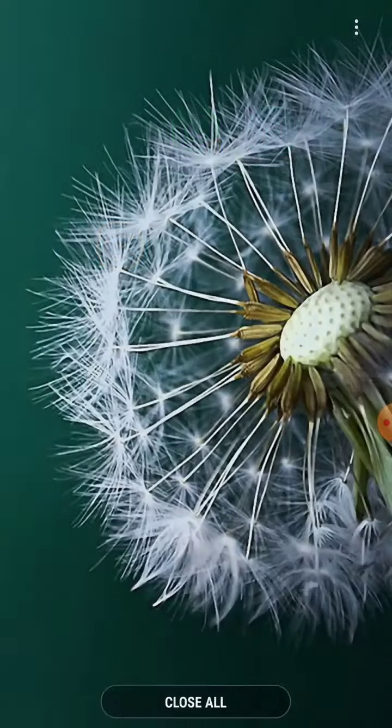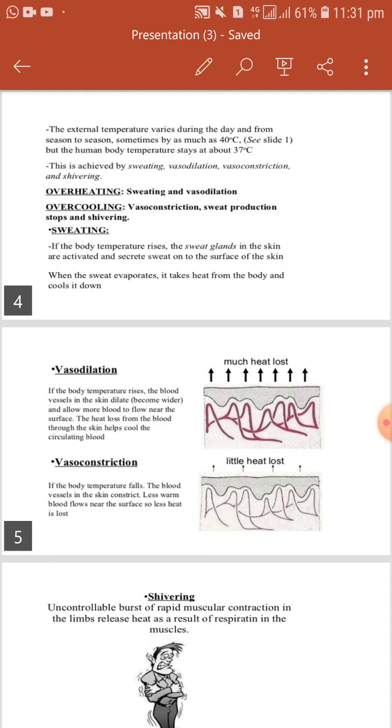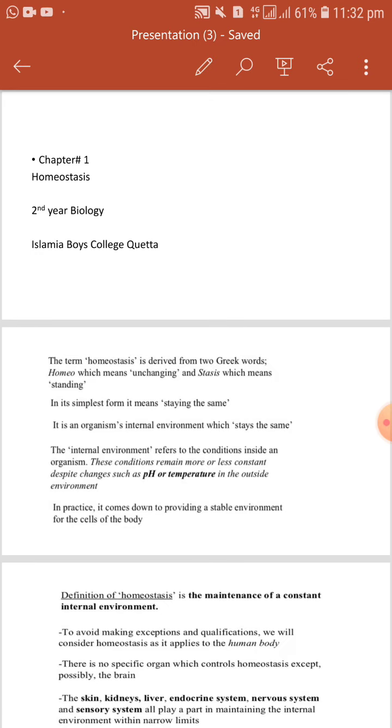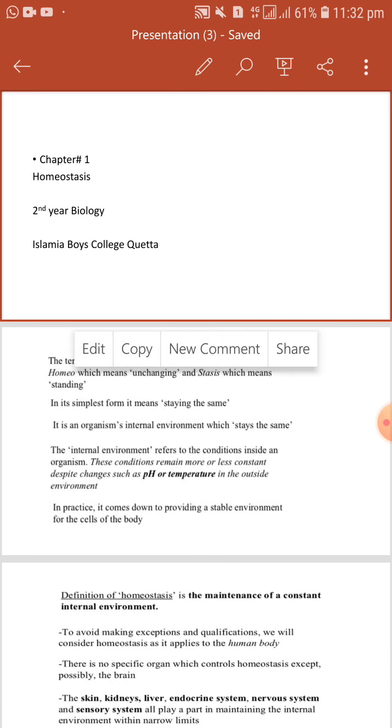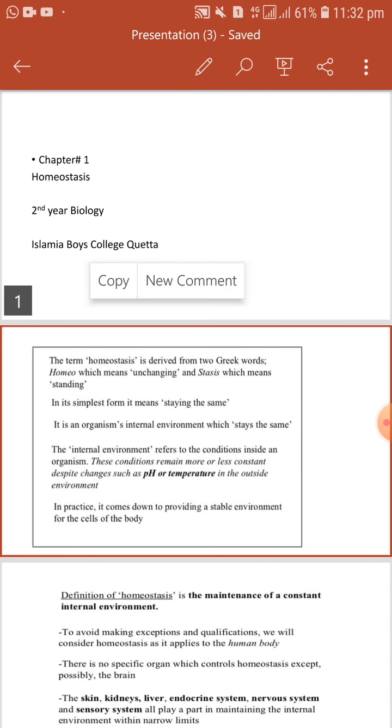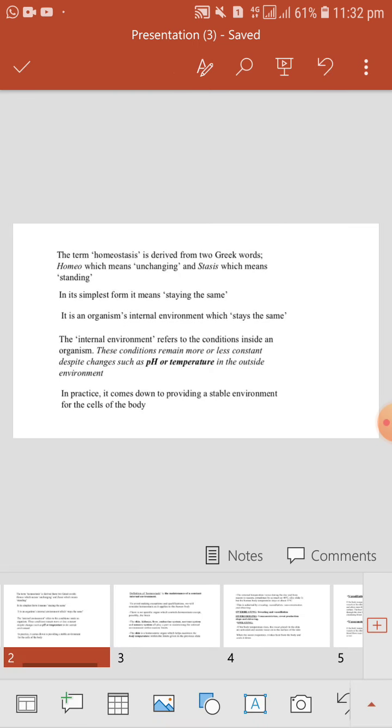Today we are going to discuss homeostasis. That is the first chapter of second year biology. The term homeostasis is derived from two Greek words, homeos and stasis. Homeo means unchanging while stasis means standing. In its simplest form, it means staying the same.